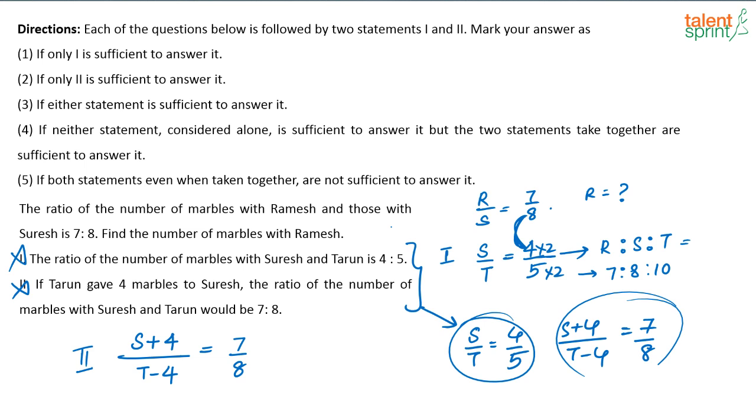Correct? So the answer here will be, if I combine both the statements together, I will be able to arrive at the answer. If I take the statements separately, I am not able to arrive at the answer, but if I take them together, I will be able to arrive at the answer. So what is your answer here? If neither statement considered alone is sufficient to answer it, but the two statements taken together are sufficient to answer it, so what will be your answer? Your answer will be option 4. Yes, fourth one is the correct answer.